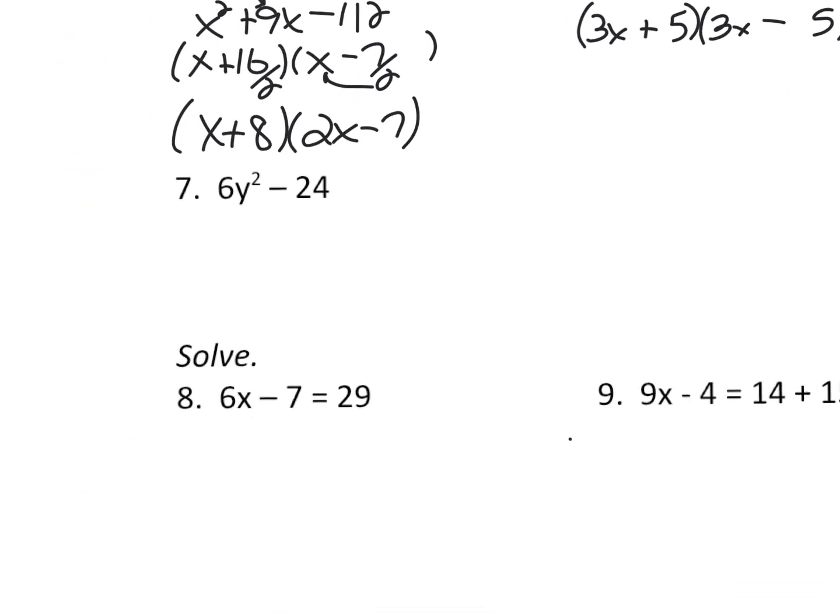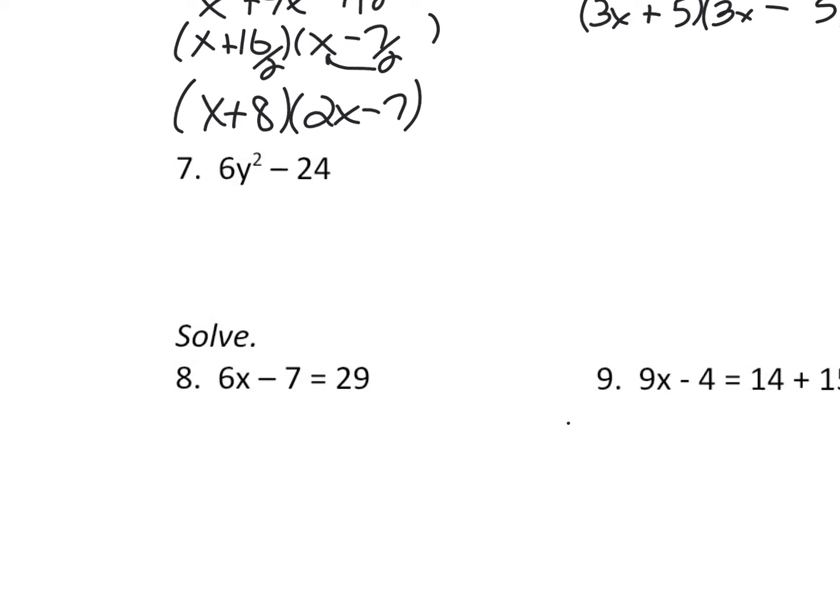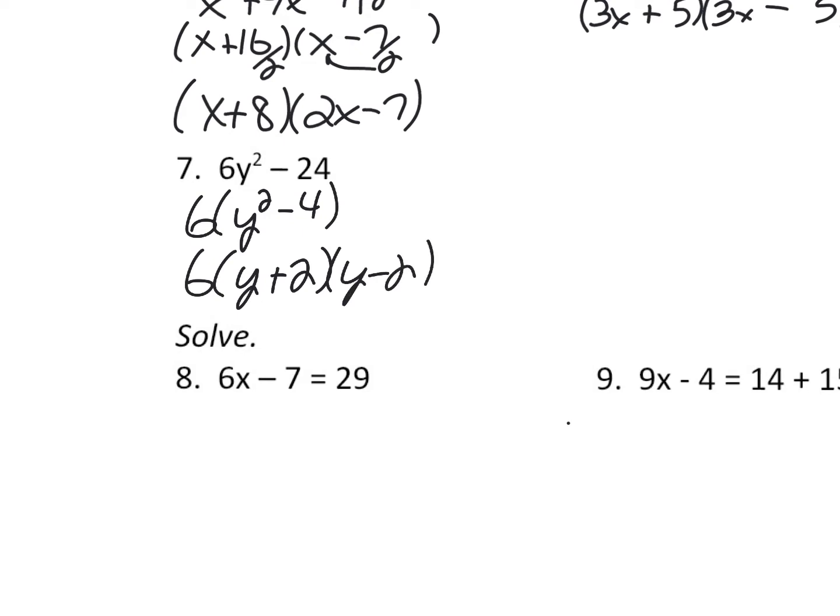Number 7, take out the GCF. Always looking for that GCF. GCF first here, take out the 6. That leaves a y squared minus 4, which happens to be a difference of squares. So I'm going to say y plus 2, y minus 2. And that's all you do for that. But make sure you do both steps. Take out the GCF and finish factoring.